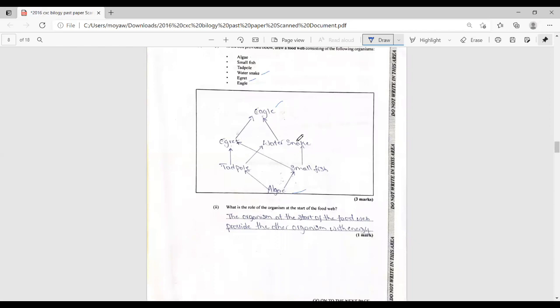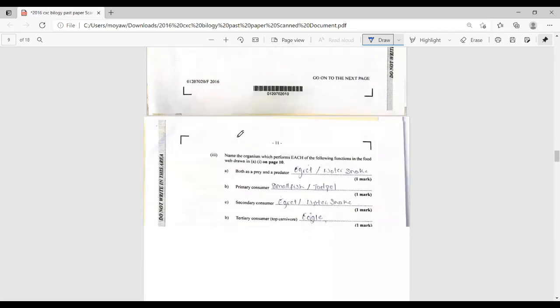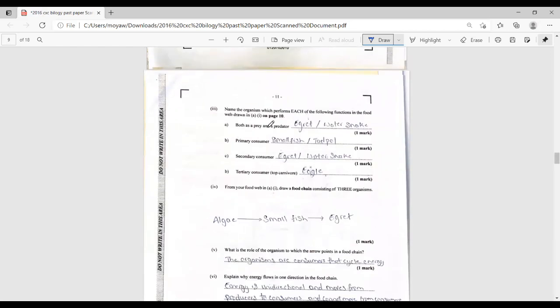So we have the egret, the water snake. They're both a prey because the eagle eats them, and a predator because they can eat the tadpole and the small fish. And it's the same thing for the tadpole and the small fish. They are both prey and predator. They can eat the algae and they can also be eaten. So any combination of those four should be good.